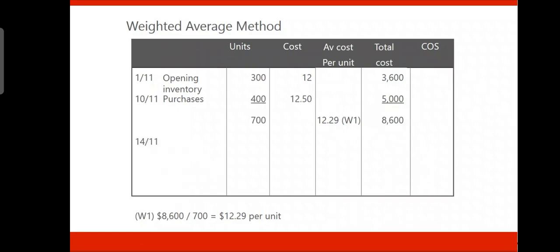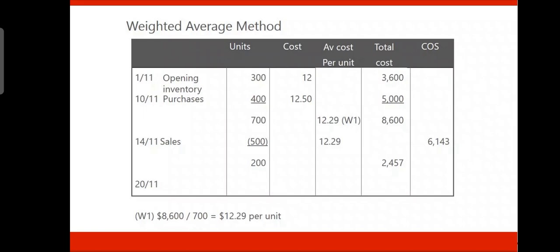Then on 14th of November, you sold some units. If you remember in the previous example, we sold 500 units. Because we are selling 500 units and on 14th of November our average cost is 12.29, we will multiply 500 with 12.29 and we will arrive at a value of 6,143. So now what do we have? We've got 200 units in the inventory at 12.29, making a total value of 2,457. 8,600 minus 6,143, you get 2,457.